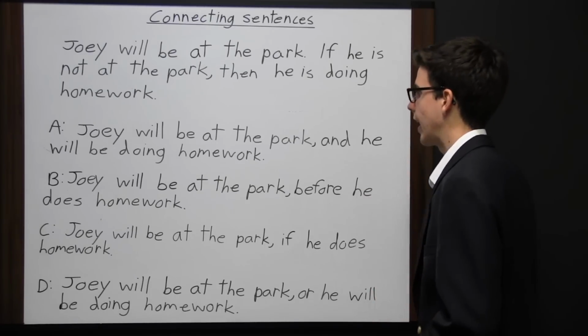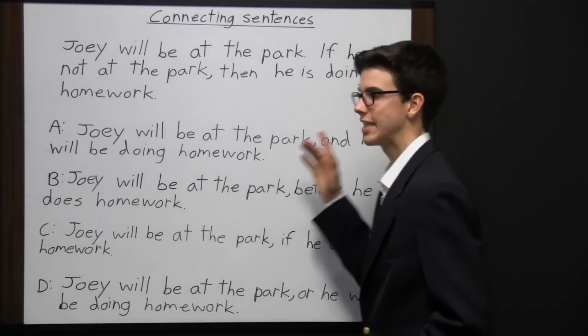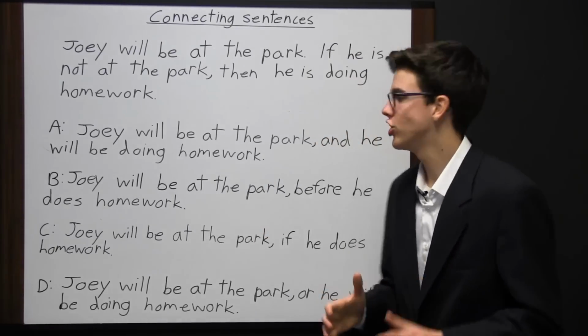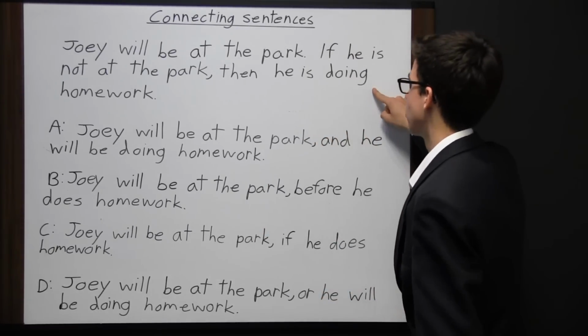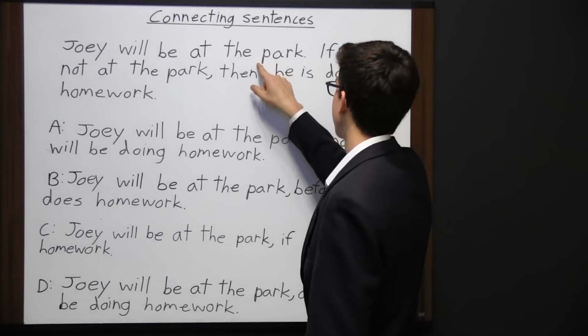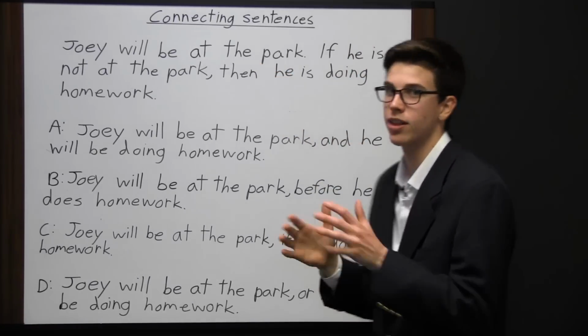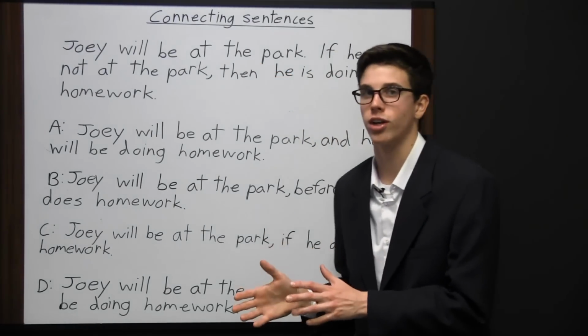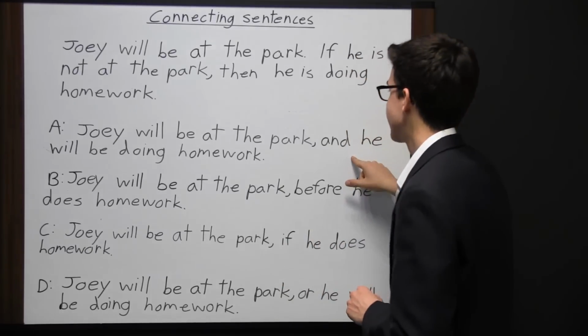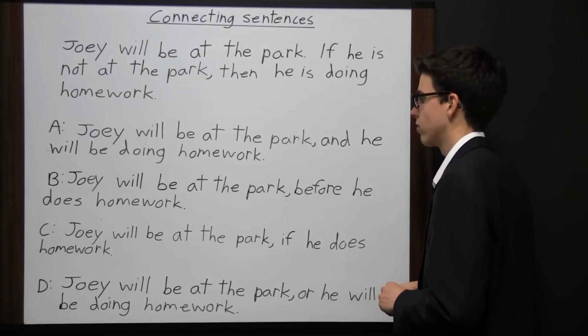Joey will be at the park and he will be doing homework. Now, the sentence is well put together. However, it changes the meaning of these first two sentences because up here it's saying Joey will be at the park, and if he's not at the park, then he's going to be doing homework. So he's either going to be at the park or he's going to be doing homework. It's one or the other. Here, this is saying that he will do both. So we know that's wrong.